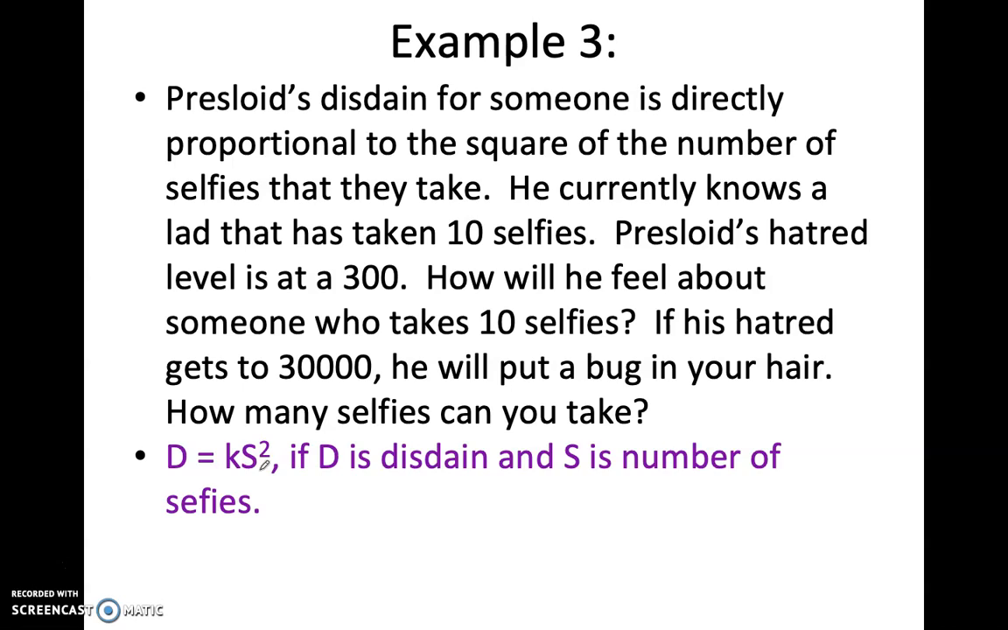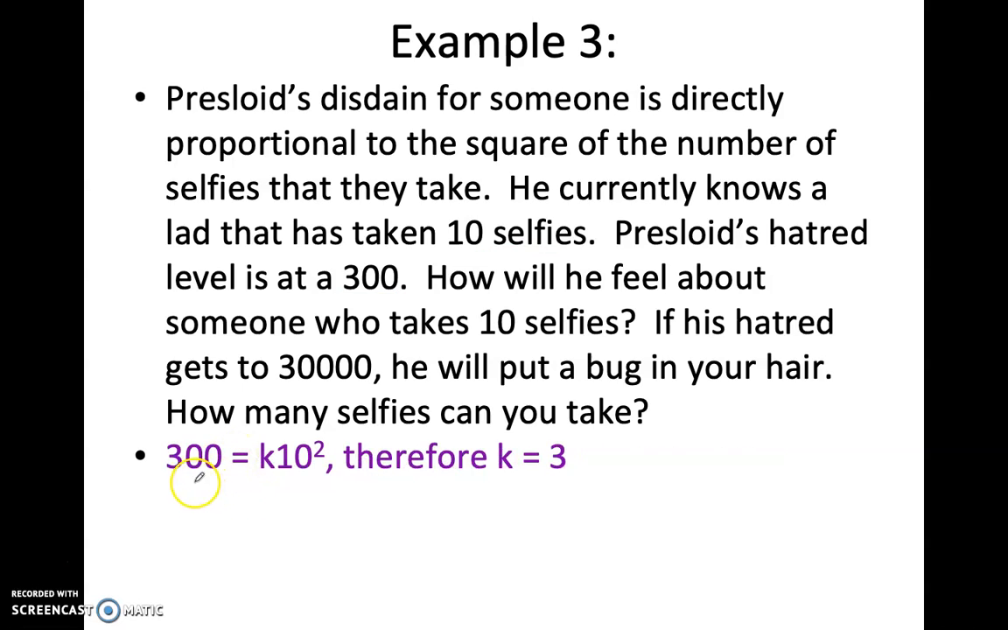That's step 1. Step 2 is going to be plugging in numbers for d and s from the original. So he currently knows a lad that has taken 10 selfies. So that's your s value of 10. His hatred level is at a 300. That's your d value. So we have 300 equals k times 10 squared. In solving this, you square the 10, you get 100. Divide by 100, you get 3. I'm not going to go through the process. You should be able to do that. But you're going to solve this and get k is 3.